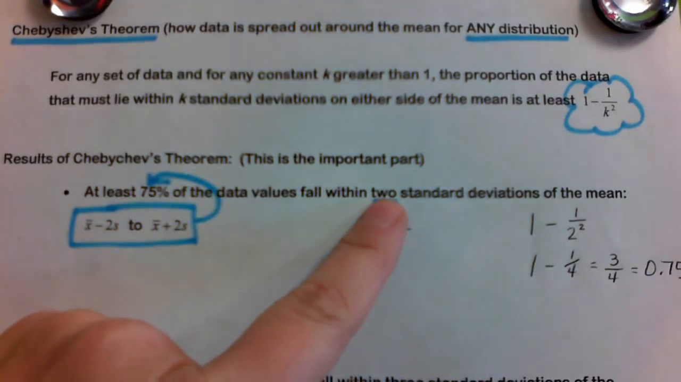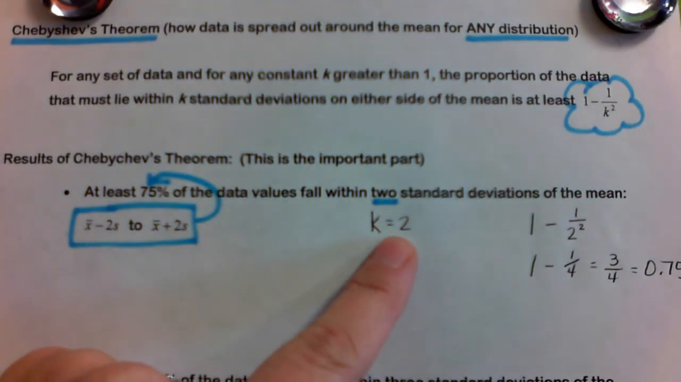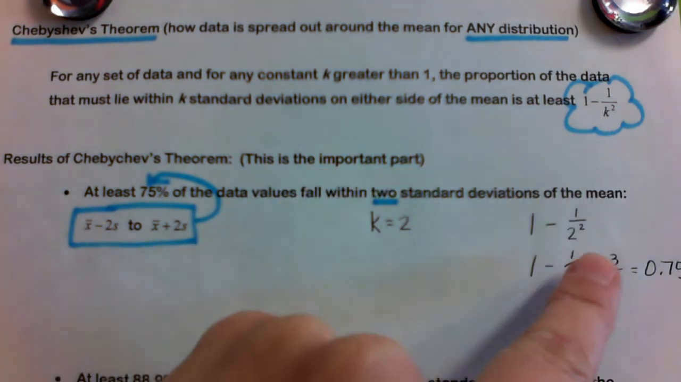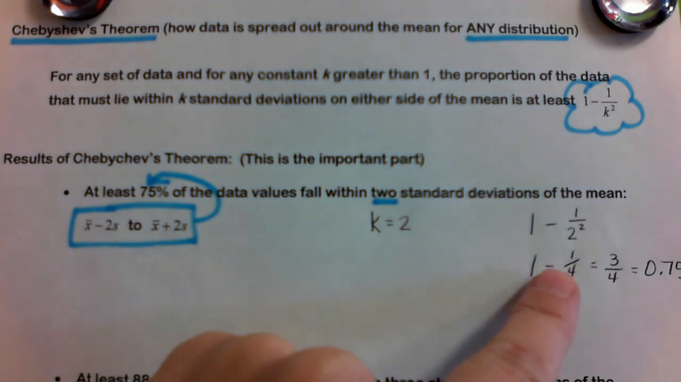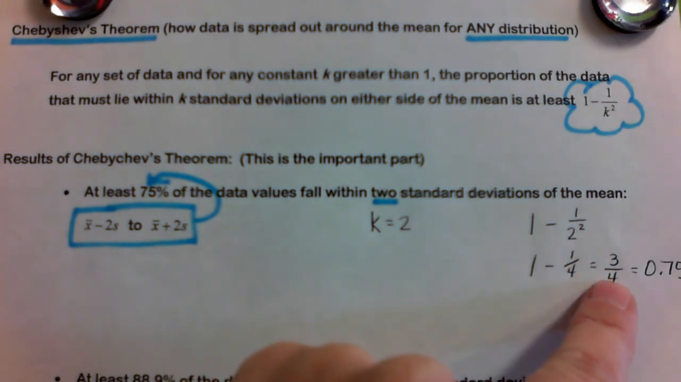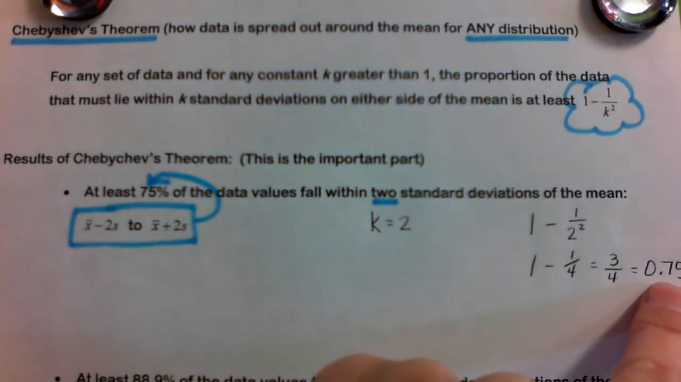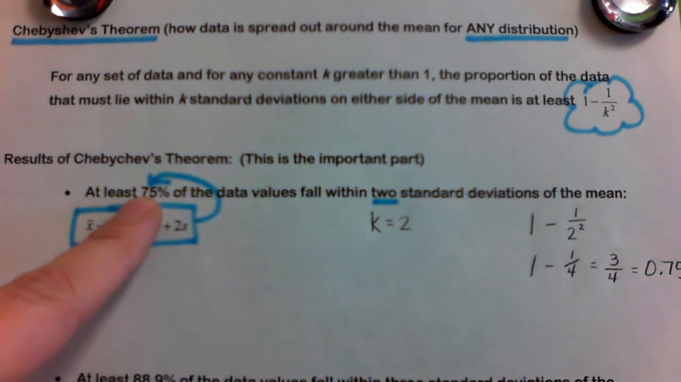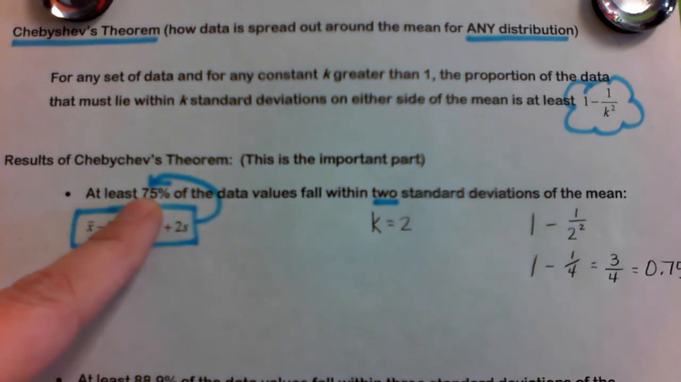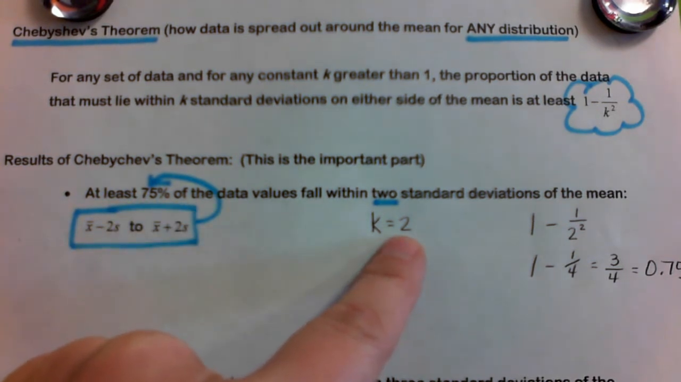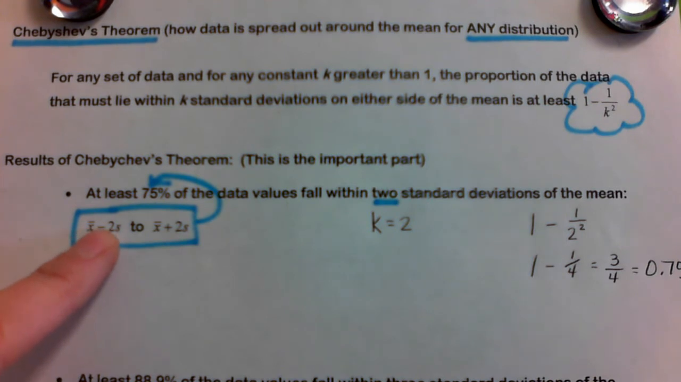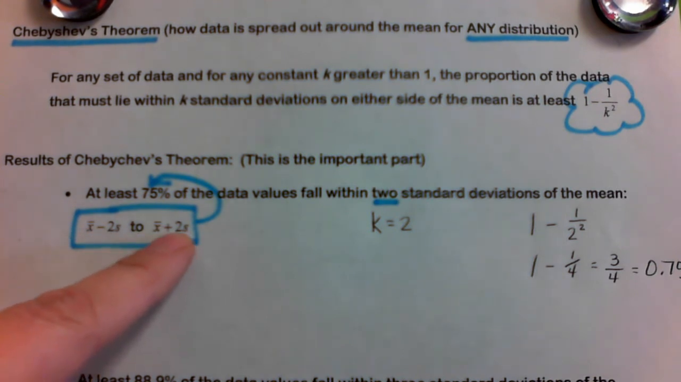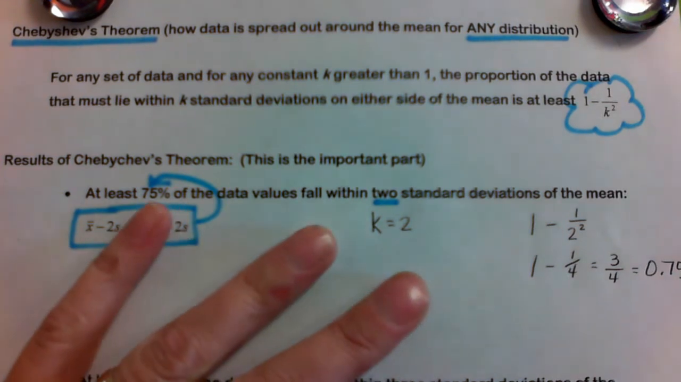Say we are talking about 2 standard deviations where k equals 2. So I'm going to use this formula, and in place of k, I'm going to put 2. So I have 1 minus 1/4, which is 3/4, which is 0.75. So based upon that theorem, what it tells me is that 75% of my data fall within 2 standard deviations from the mean. So the mean minus 2 standard deviations, the mean plus 2 standard deviations.